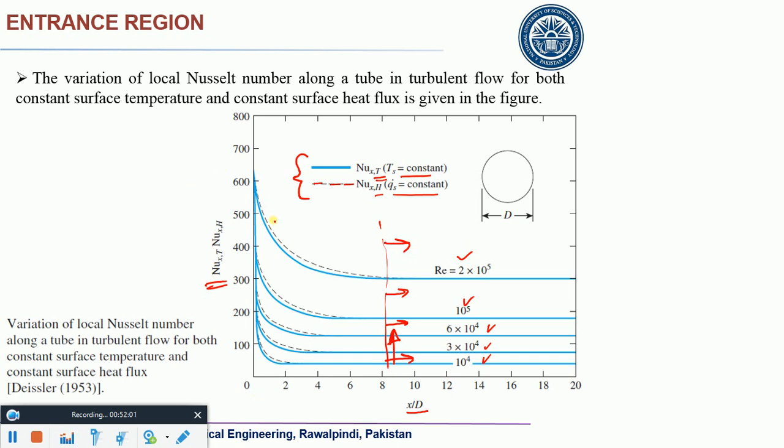It means this length is around 10D. This length, where there is a change in the Nusselt number, is taken to be 10D. Okay. So any question? Any question about the entrance region? No question?